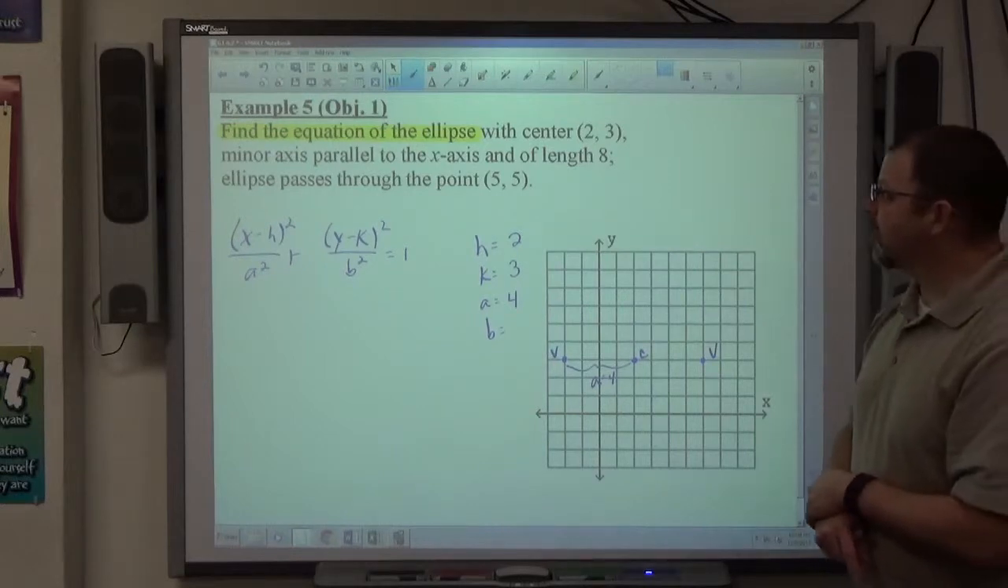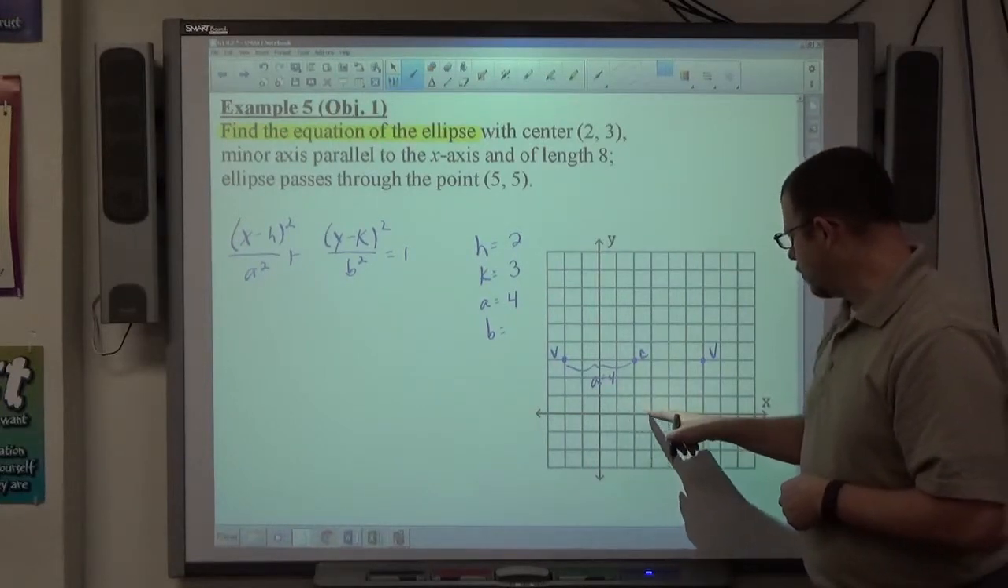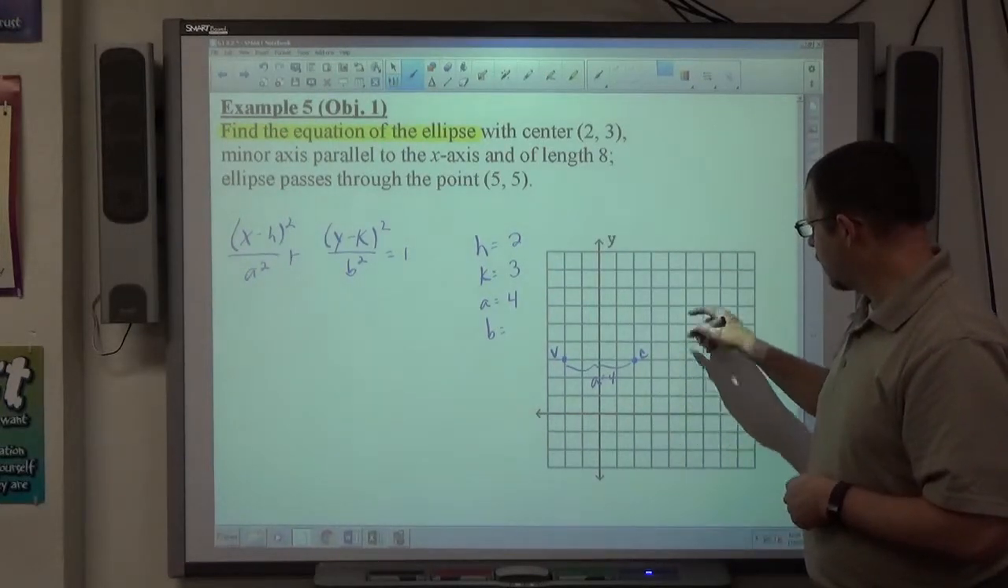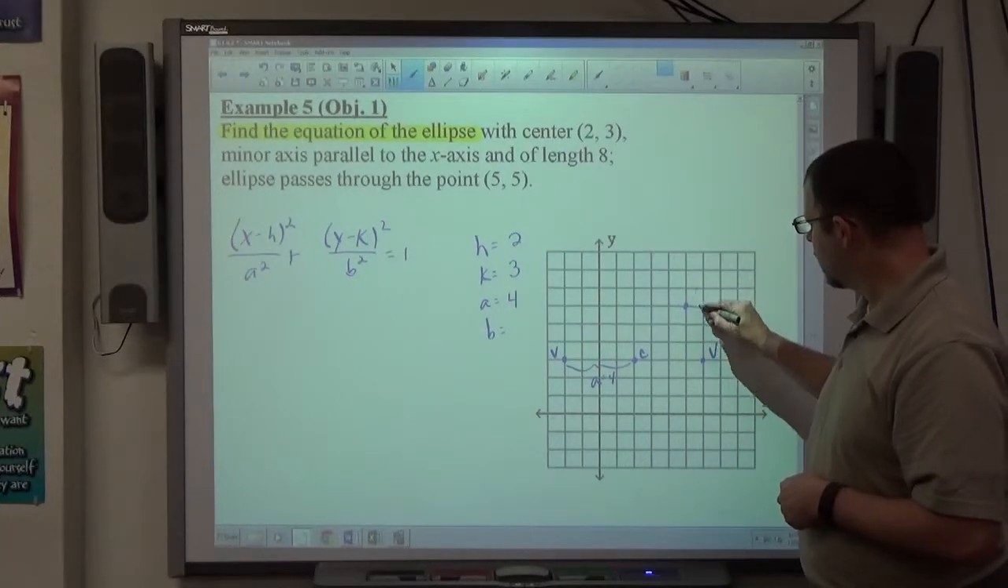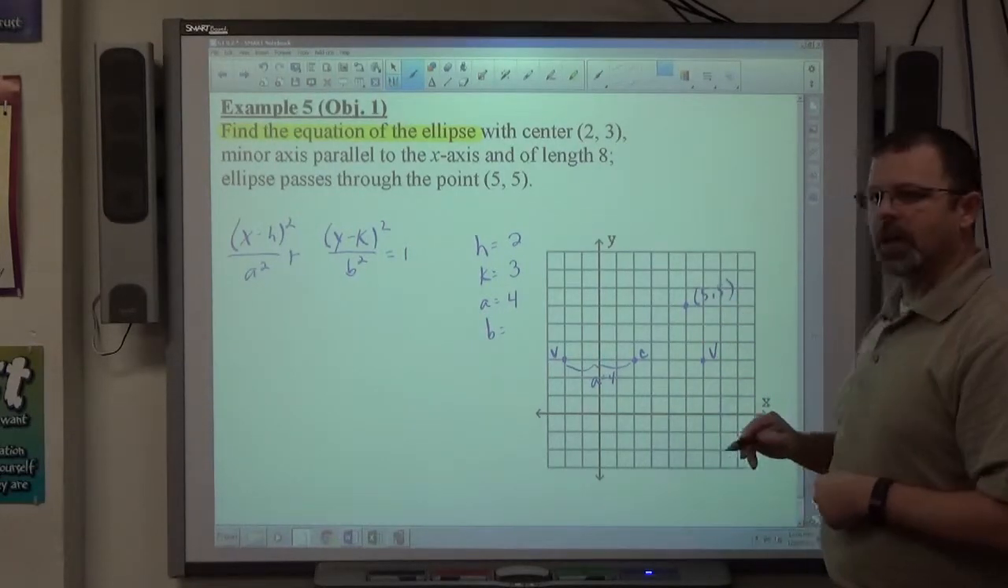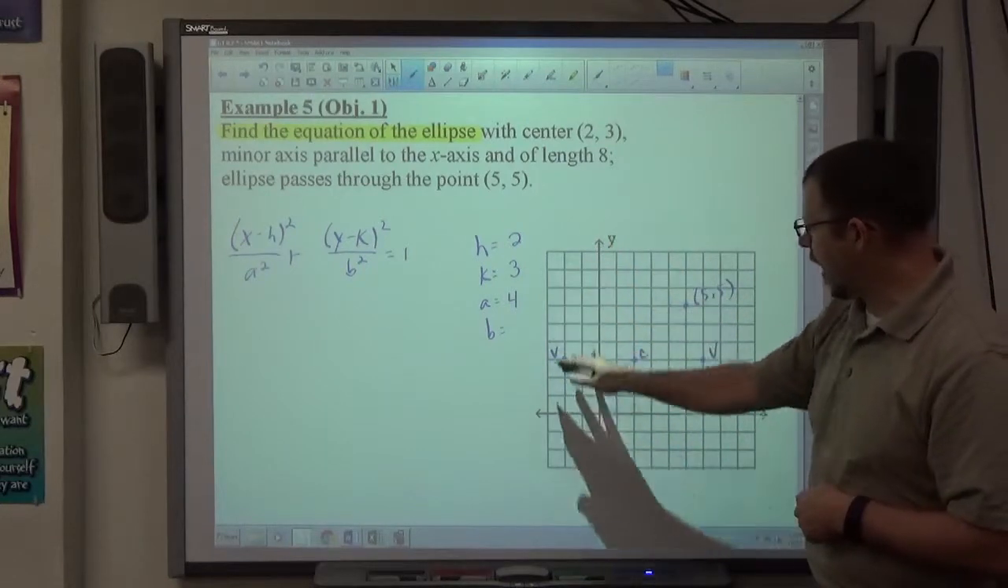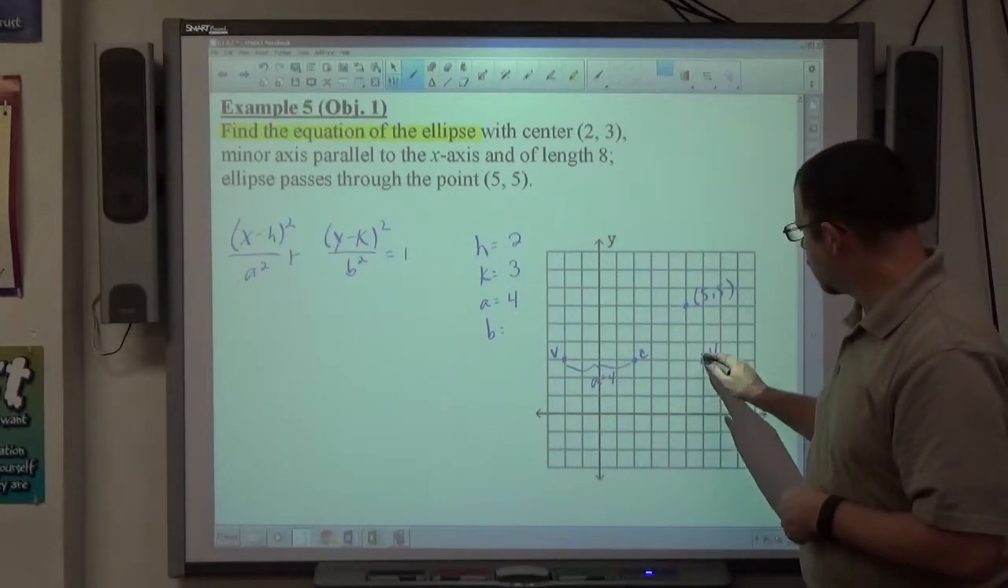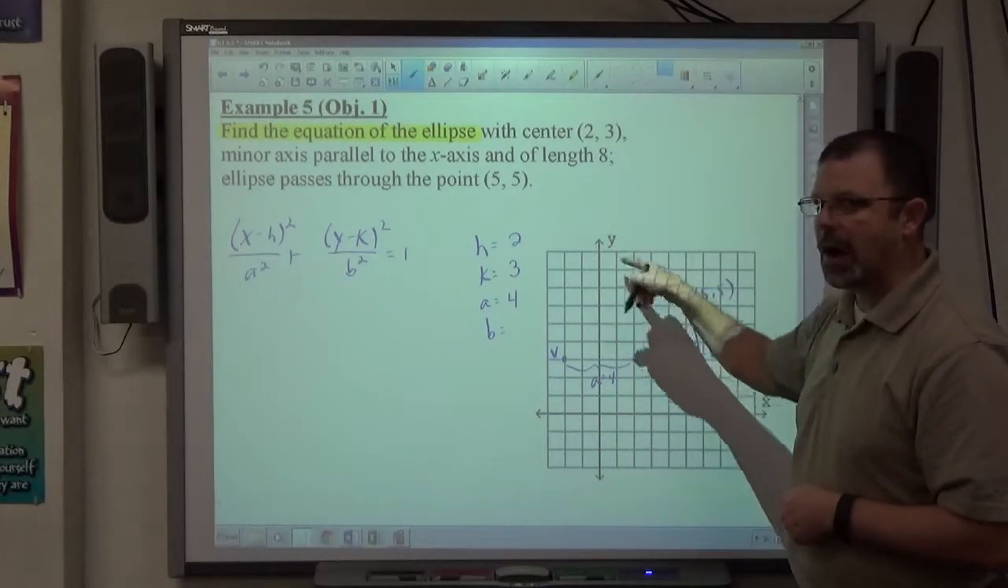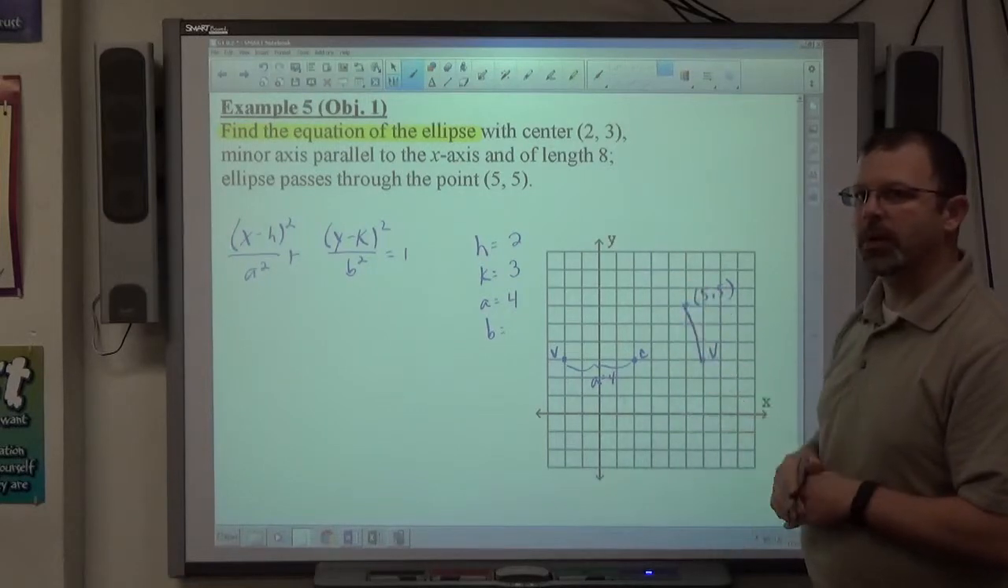And then finally it passes through the point (5, 5). 1, 2, 3, 4, 5. 1, 2, 3, 4, 5. Right here. That's just a point on the ellipse. So if I were to draw this ellipse out, it would just go through that point. I don't know exactly how high it goes, but it's going to go through that point.